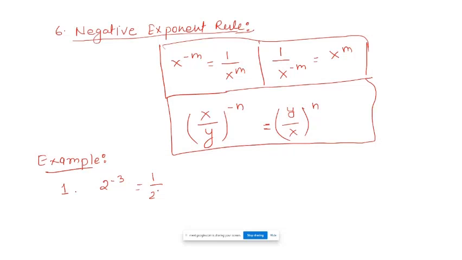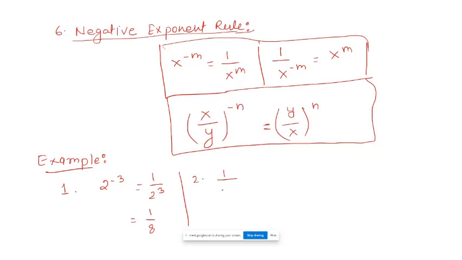Let's have a second example. Suppose I have 1 over 3 to the power of minus 2. It can be written as 3 to the power 2. It means 9.